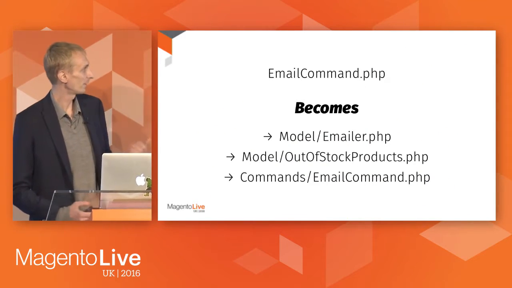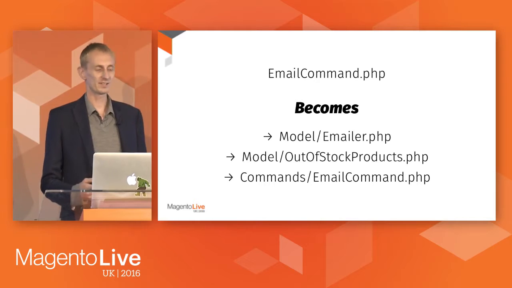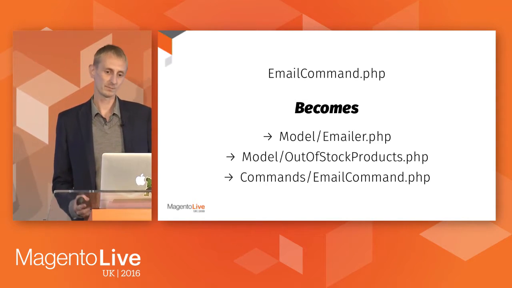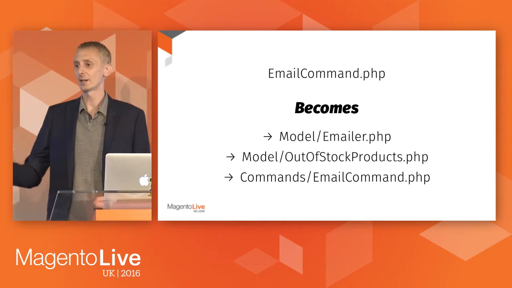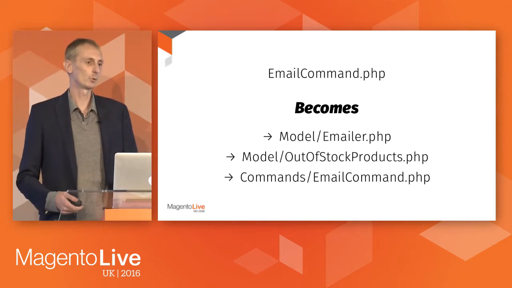So we start off with our email command, and the way I see it, 3 responsibilities, maybe. So we've got a model for the emailer, we've got a model that will get me out of stock products, and we've got the actual command, the bit that glues it all together. So we can see that the model emailer and the model out of stock, maybe a bit of framework, definitely emailer isn't going to be specific to the framework. But out of stock, he's going to start to know about Magento 2's collections a little bit more. Maybe, maybe not. And the emailer command definitely is going to.